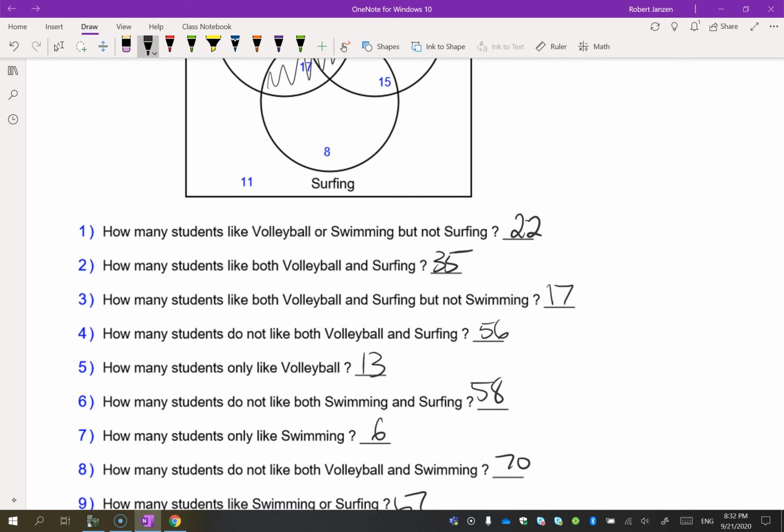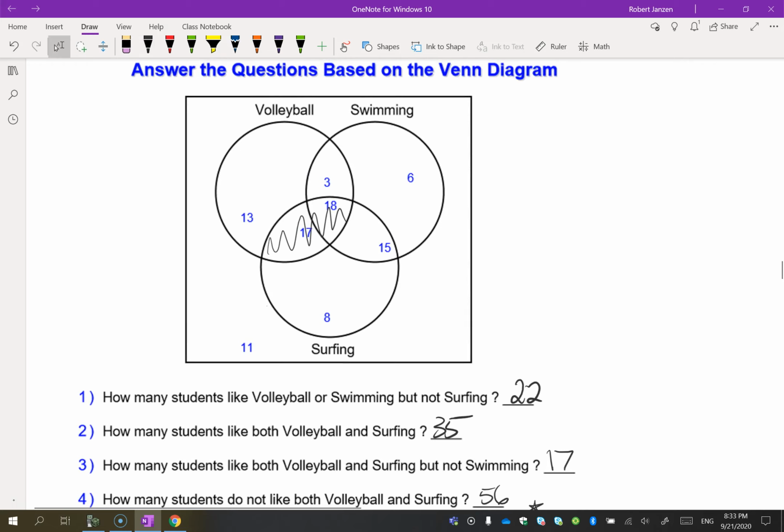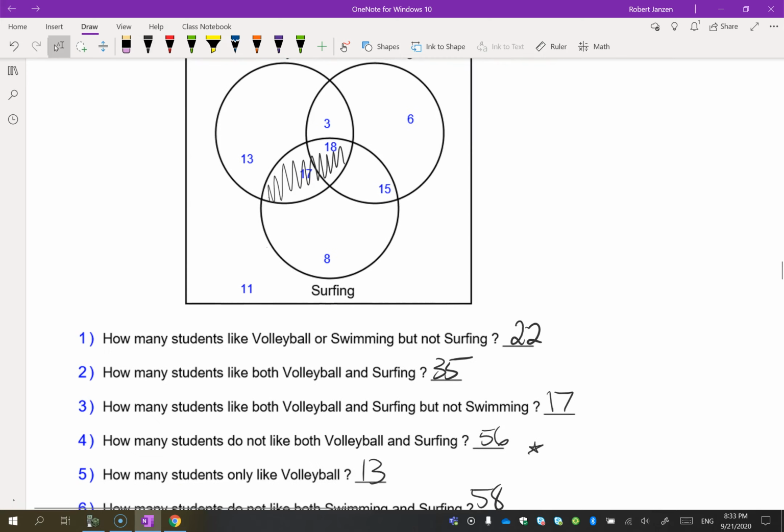I'm going to highlight number 4. There's two ways you could do number 4. How many students do not like both volleyball and surfing? Don't like both volleyball and surfing. So here is volleyball and surfing. And we're trying to find how many don't like that. So one way to do it would be to add up all the other numbers. The other way is you could add up the total. There's 91 in total, and you could subtract the 35 that do like both.